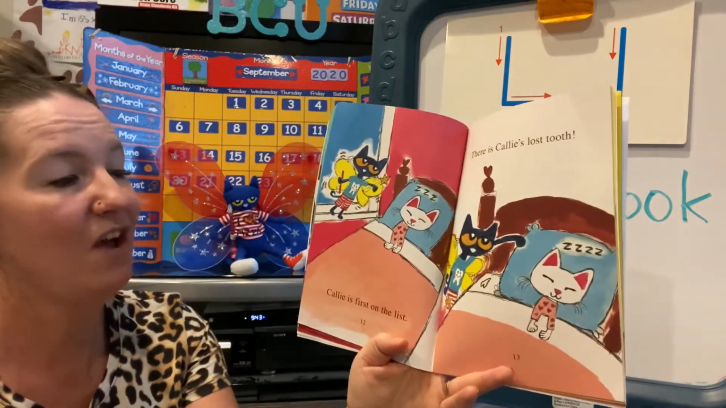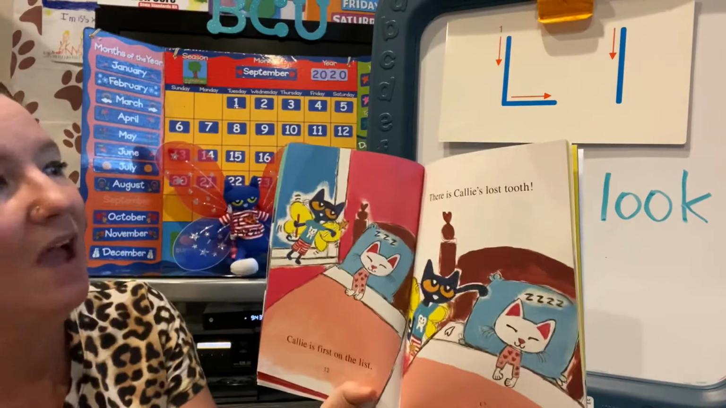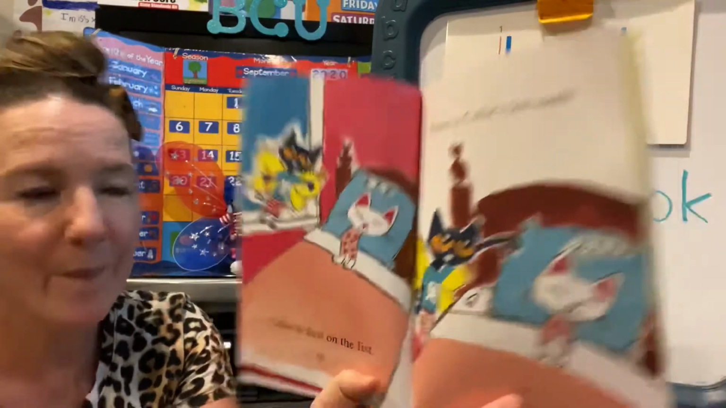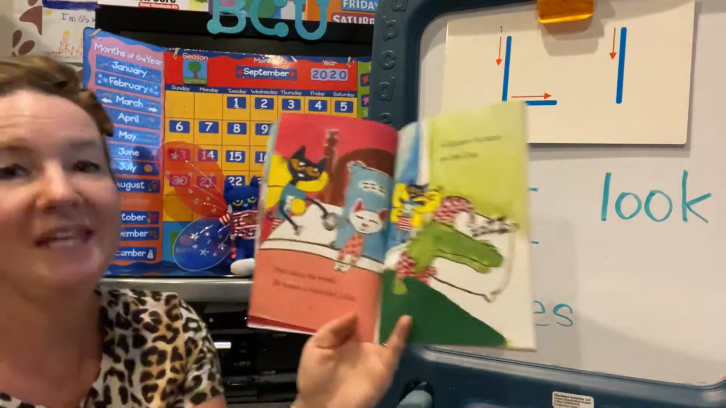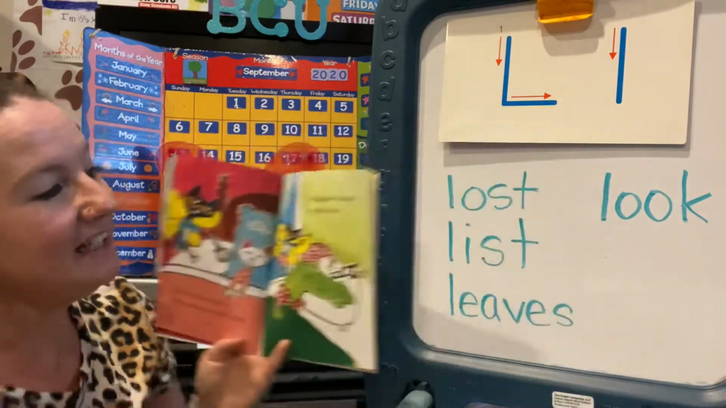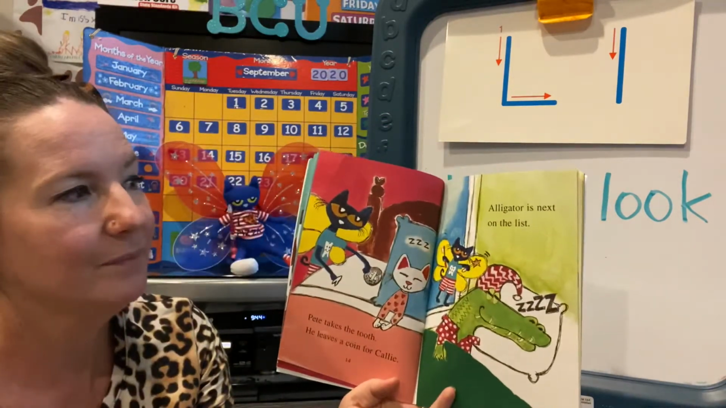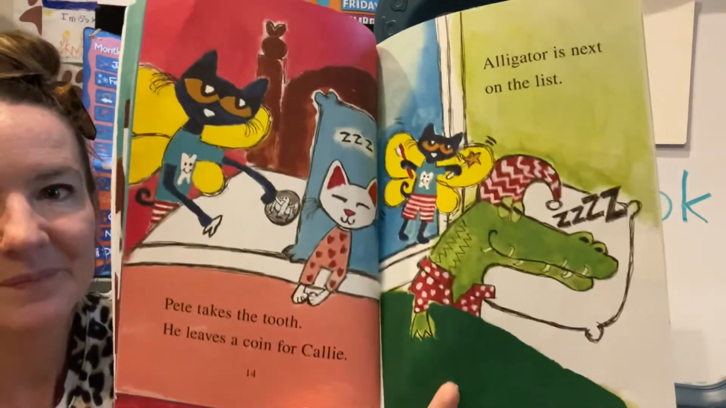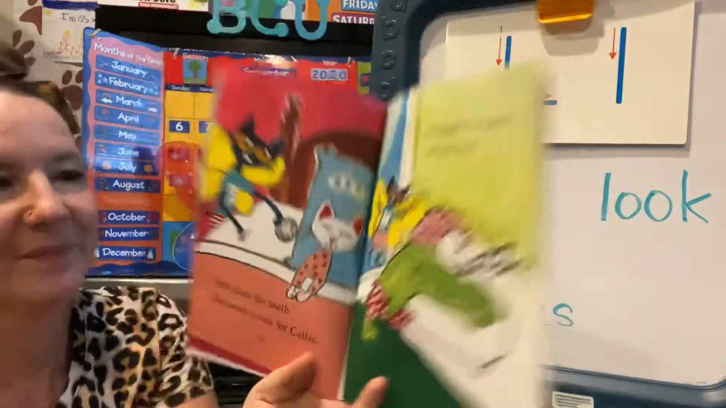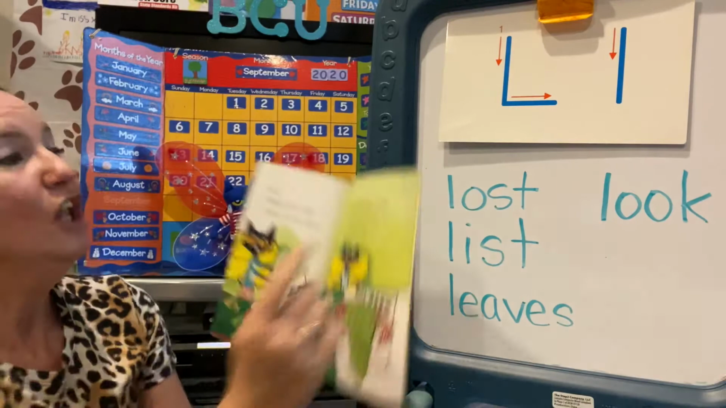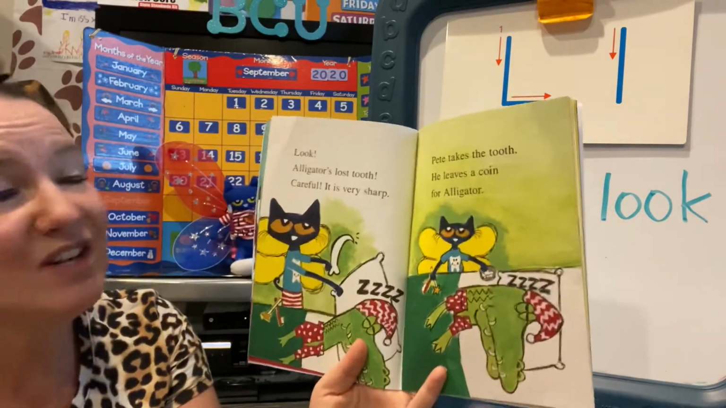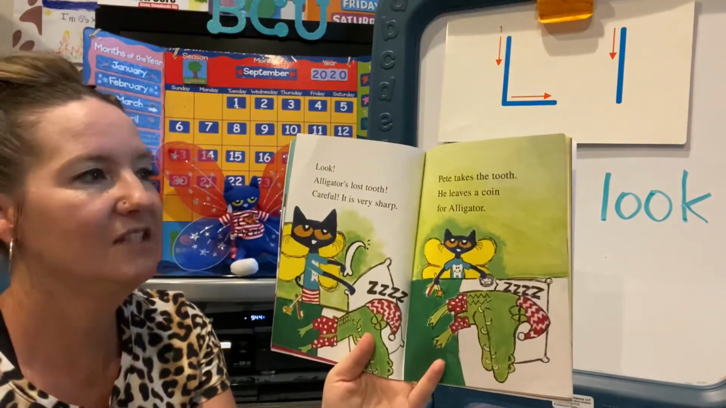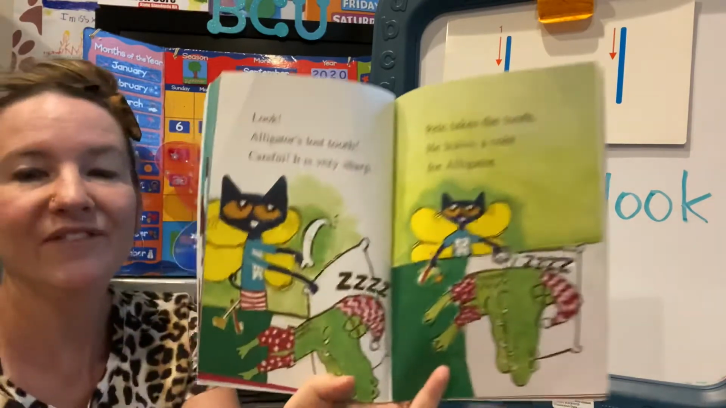Callie is first on the list. There is Callie. Callie's lost tooth. Pete takes a tooth. He leaves a coin for Callie. Alligator is next on the list. Look! Alligator's lost tooth. Careful, it is very sharp. Pete takes the tooth. He leaves a coin for Alligator.